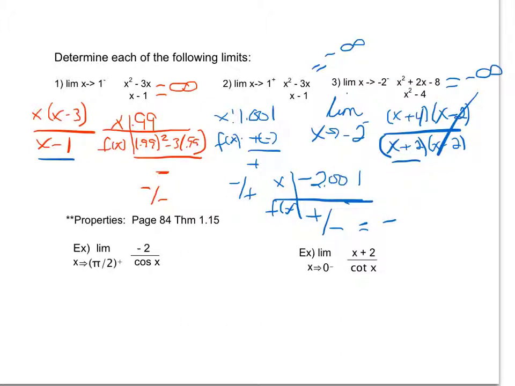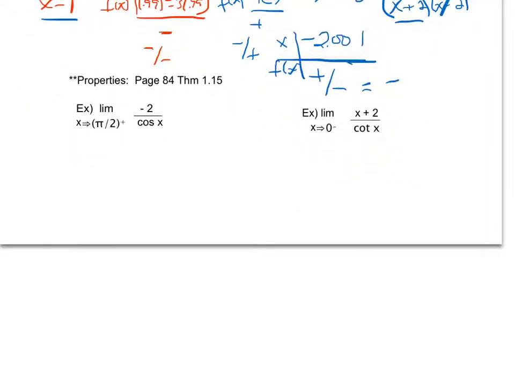Drawing your attention to something else, on page 84 in your book, I'm going to have you look at Theorem 1.15. Basically what it tells us is, if we add or subtract a number to or from infinity, we are still going to be infinity. If we multiply a number by infinity, we're still going to be infinity, unless that number is negative, then we'll be negative infinity. If we divide a number by infinity, we're 0. So let's go ahead and look at these two last examples.